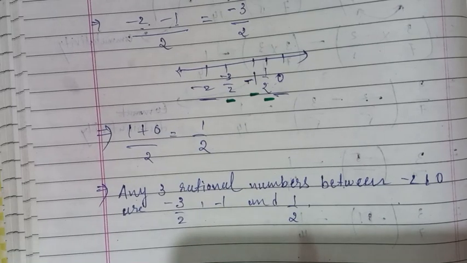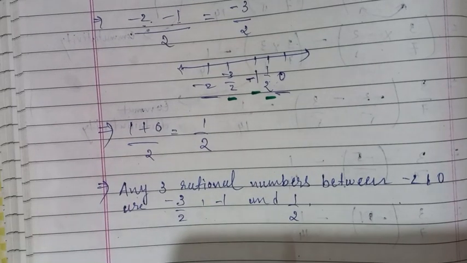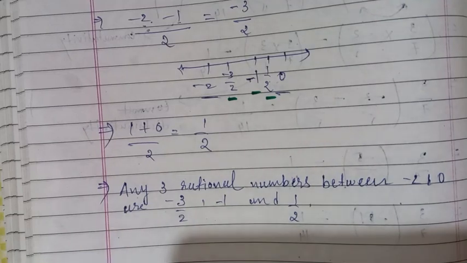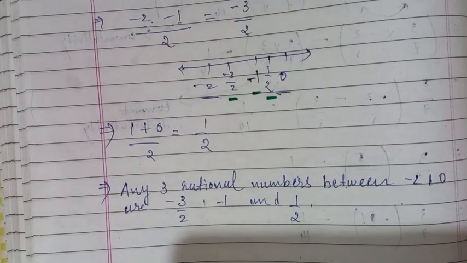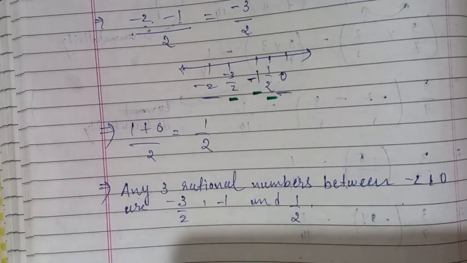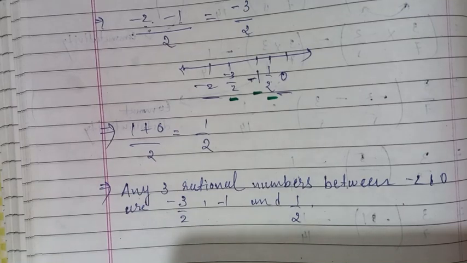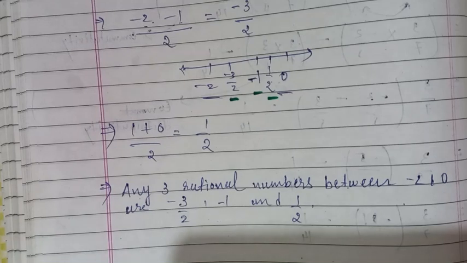Now the same process you can do in example 7. You can do it yourself. Same process you can use in example 7: find any 10 rational numbers between -5 by 6 and 5 by 8. And in example 8 the question is similar: find a rational number between 1 by 4 and 1 by 2.